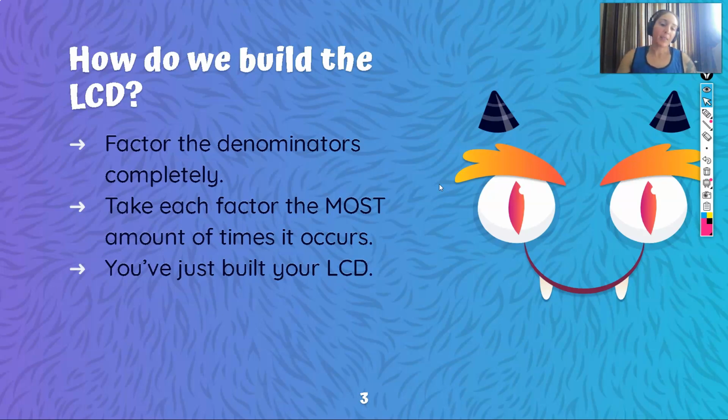After you factor the denominators completely, take each factor. So we have a list of factors. In each list of factors, look at each factor individually and take each factor the most amount of times it occurs. That's the most confusing statement ever, I know, but in practice I'll show you, and you'll say, oh, that's what she means. And doing that, we've built our LCD. That's all we're doing in this video. We're just building the LCD. We're not going to be doing anything with it yet.